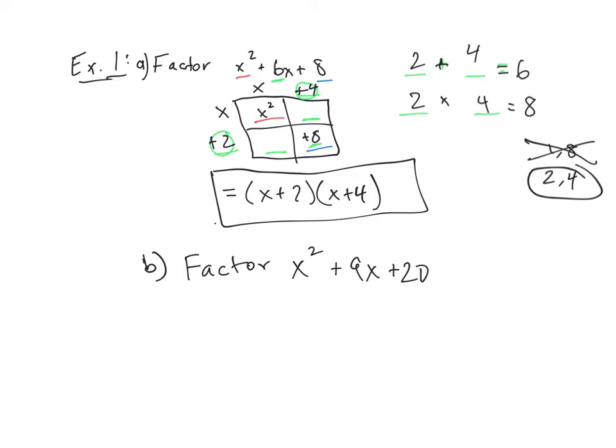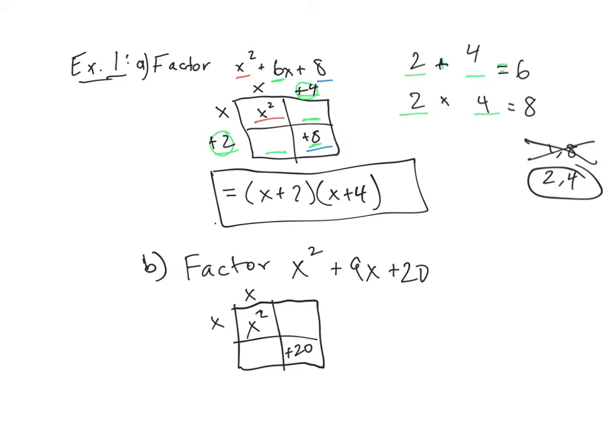So again, every time I'm going to draw down my box, and I'm going to put x squared, my first number, in the first box, and 20, my last number, in the last box. And I need two things that multiply to x squared. So for today, it's always going to be x and x, because our first term today is always going to be x squared.